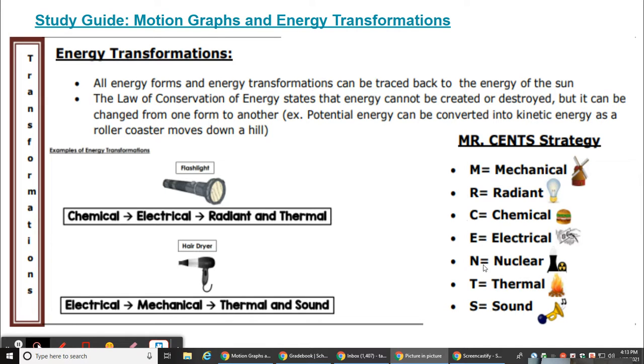So what are the types of energies that can get transformed from one type to another? Well, Mr. Sense will help us remember those. So M is going to stand for mechanical. Anything that moves would be mechanical energy. Radiant energy would be light, like the sun or a light bulb. Chemical energy would be stored energy, like food, gas, batteries, any type of stored natural resource. Electrical is where you plug into an electrical socket with a wire. Nuclear energy, thermal energy, heat, and sound energy, what we hear.